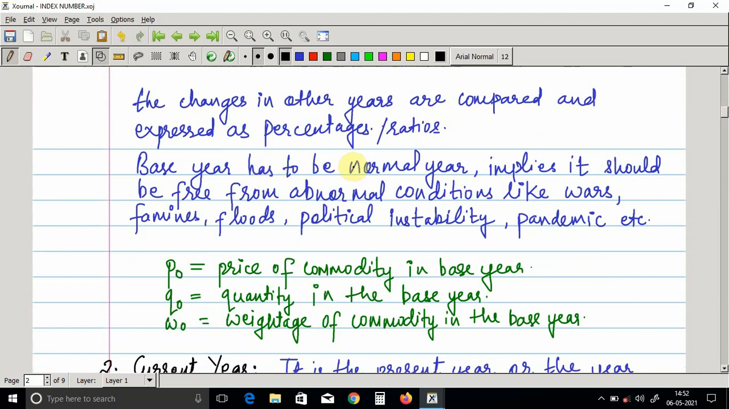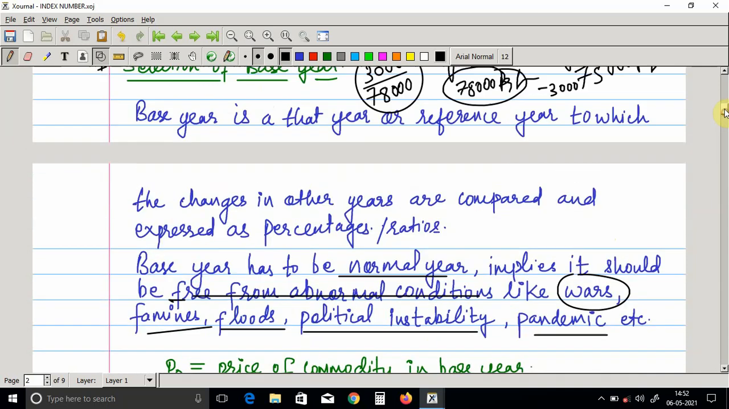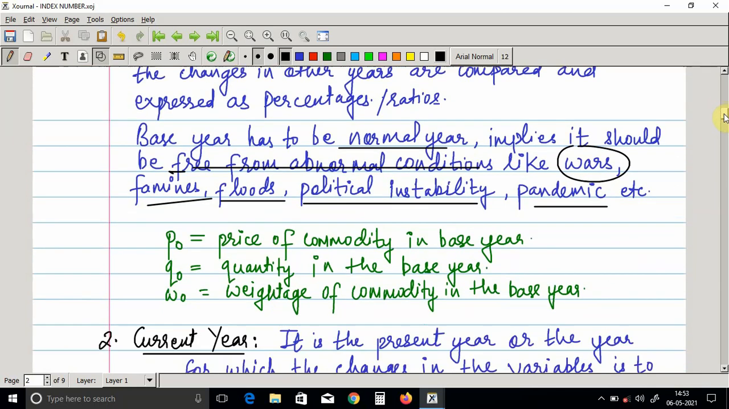How do we select that base year? Base year has to be a normal year. It implies that it should be free from abnormal conditions like wars, famines, floods, political instability, pandemic, etc. It has to be a totally normal year, meaning the readings should be regular readings.